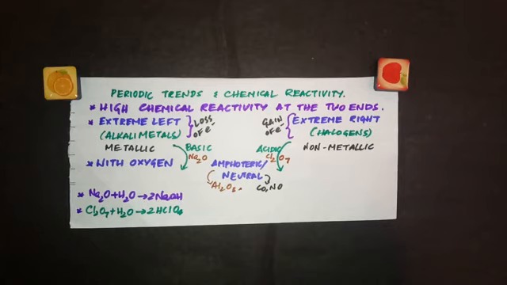Now talking about the group, the increase in atomic and ionic radii with increase in atomic number results in a gradual decrease in the ionization enthalpy. So as you move down the group, ionization enthalpy decreases. Therefore, the metallic character increases down the group and non-metallic character decreases. But there are exceptions. The trend that we are talking about is the general trend, but there will be a lot of exceptions. So as for now, down the group, metallic character increases and non-metallic character decreases.